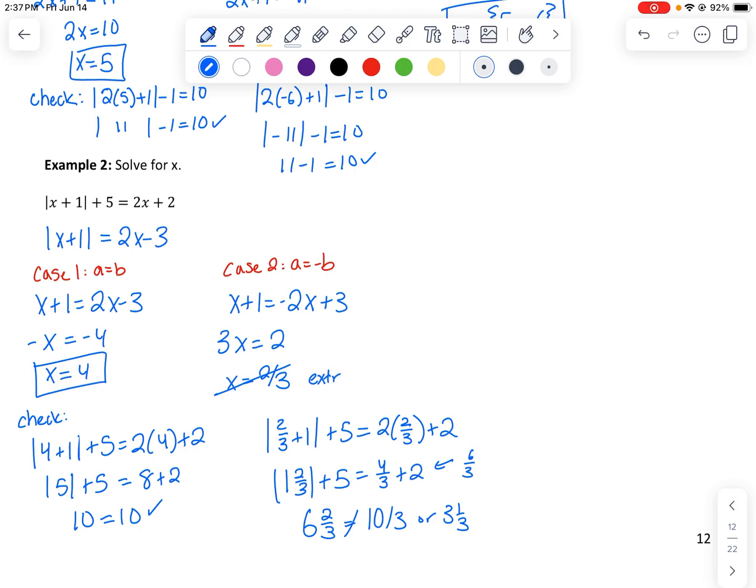It is extraneous. So the only value that makes this equation true is x equals 4. That is the only solution to this absolute value equation. And the reason this happened is that if this had been a negative 1 2/3, then the two sides would be equal to each other. But because it is not, that is not the case. So you always need two cases, and you always need to check for extraneous solutions.